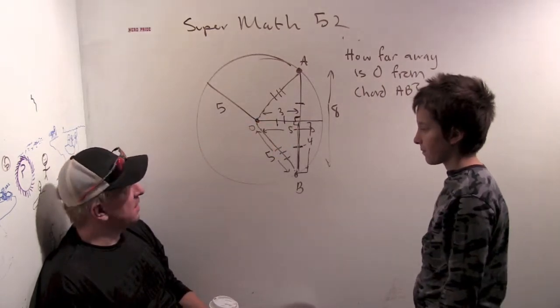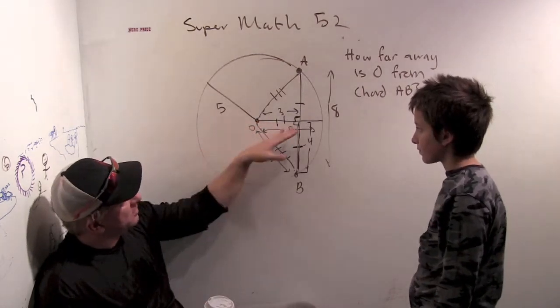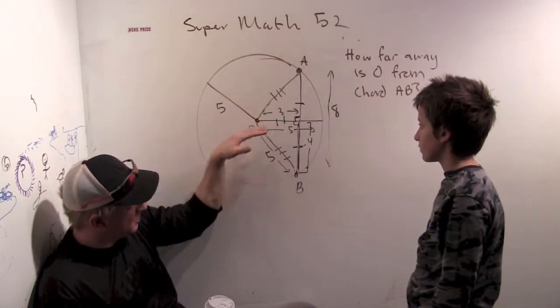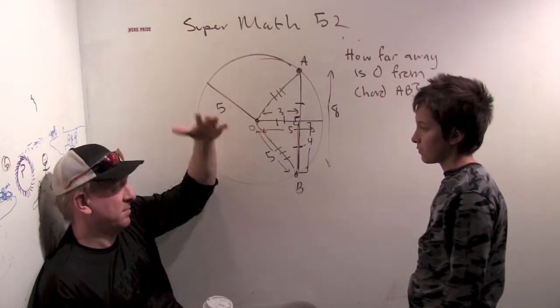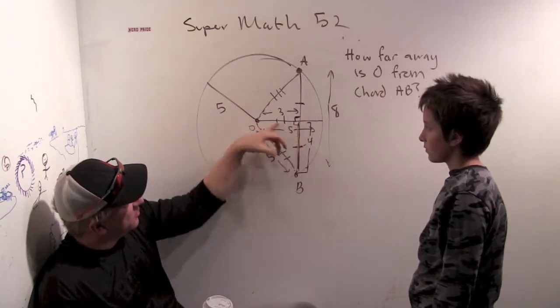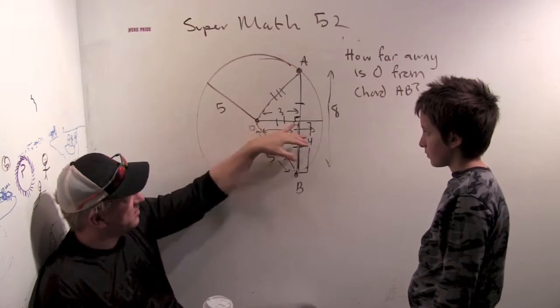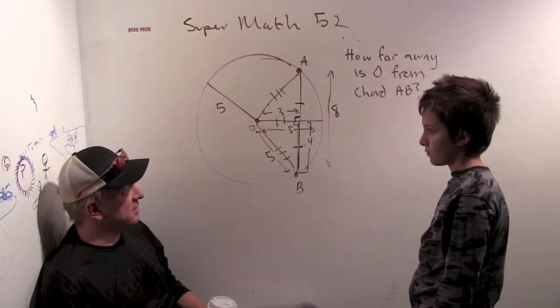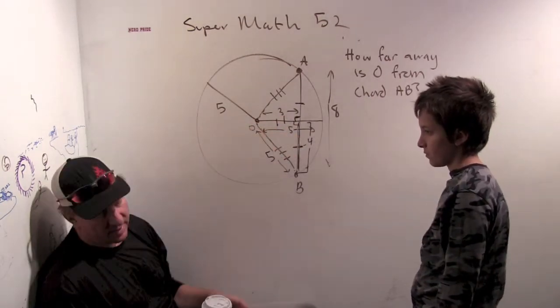All right, so very good. So the perpendicular turns out to bisect the chord. Circles have a lot of really cool properties. We just happened to learn one today, that a perpendicular from the radius bisects a chord, and that tells you exactly how far away it is. Lots of fun geometry comes out of that.